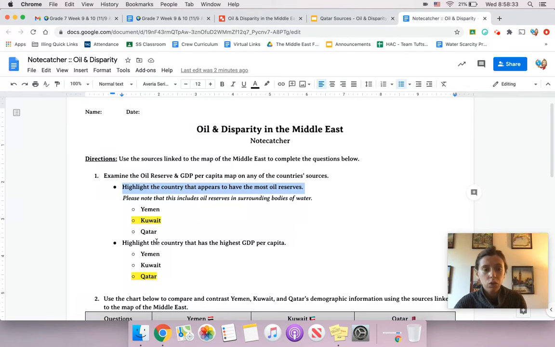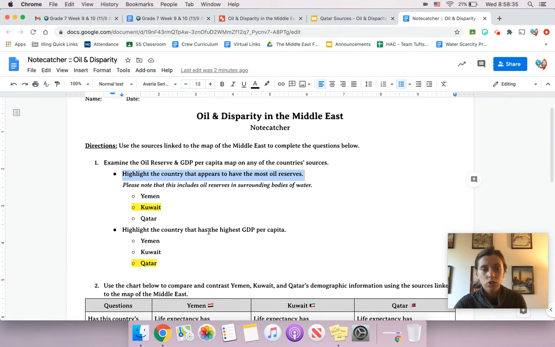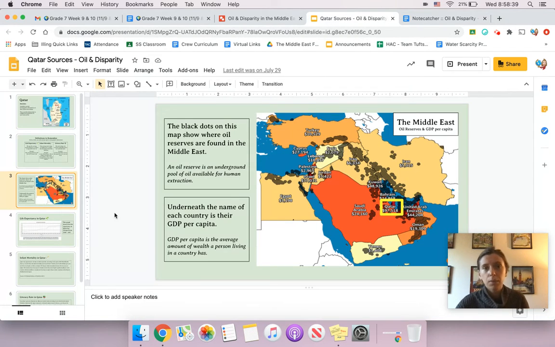Now, number 2 here says I need to highlight the country that has the highest GDP per capita. Remember, GDP per capita is the average amount of wealth the average person has in that country. And averages aren't perfect. There's always going to be people with way more money or way less, but it's still a good way for us to examine how much wealth is in that country.